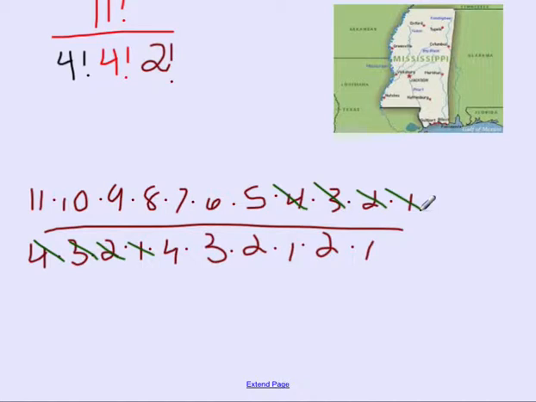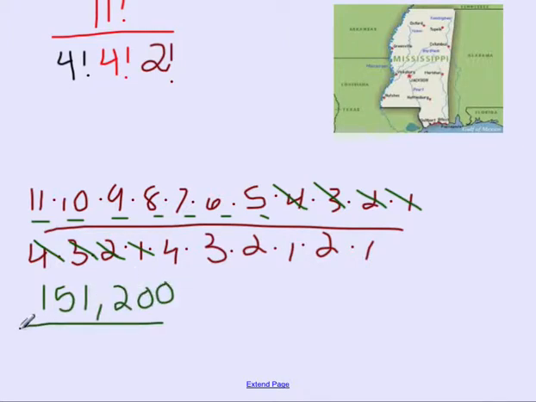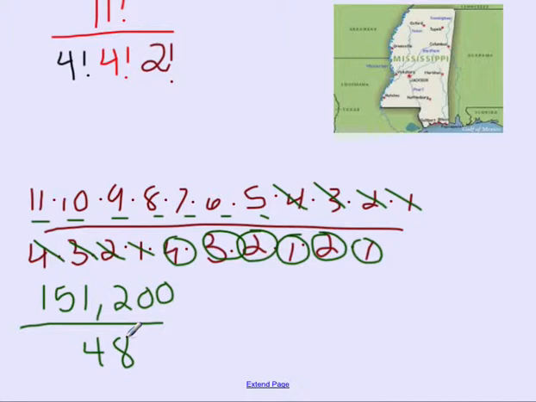So here's what I'm going to do next, because simplifying it isn't as obvious anymore. I'm going to multiply 11 times 10 times 9 times 8 times 7 times 6 times 5. And when I multiply that out, I get 151,200 on top. And then I'm going to multiply out my bottom. 4 times 3 times 2 times 1 times 2 times 1 is 48. So then, in my calculator, notice how I took the step to actually multiply out the top and then multiply out the bottom. You need to multiply them out before you divide.